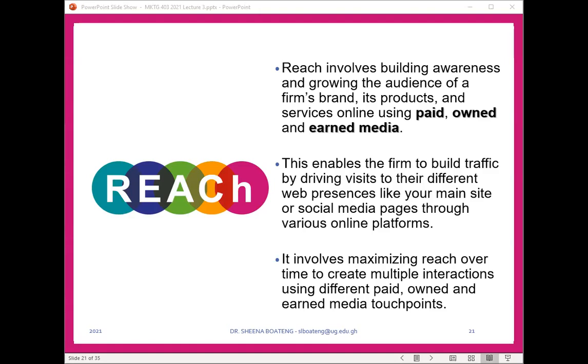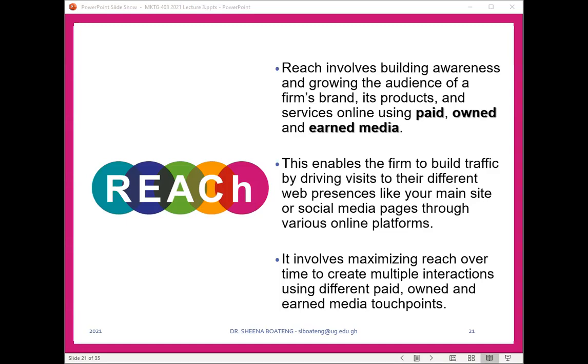So it's not just enough to pay people to promote your products. You also need to be able to make sure that you are owning some media to be able to push the promotion agenda of your product, either through your website or through your social media page or through your mobile app or your mobile site. At the same time, you use all manner of earned media. And earned media does not just happen out of the blue, right? Earned media comes about as a result of concerted efforts in the area of paid and owned media.